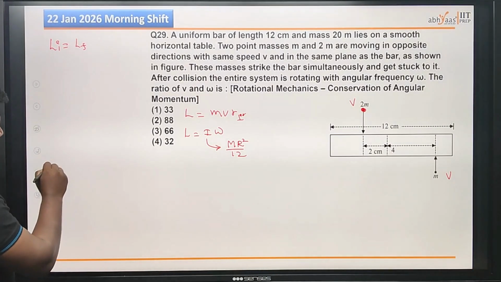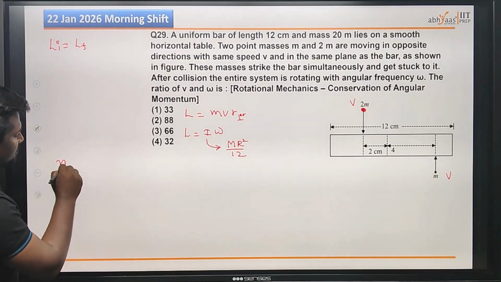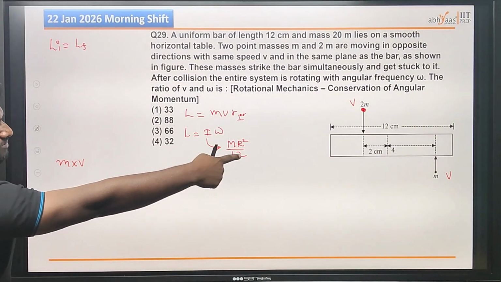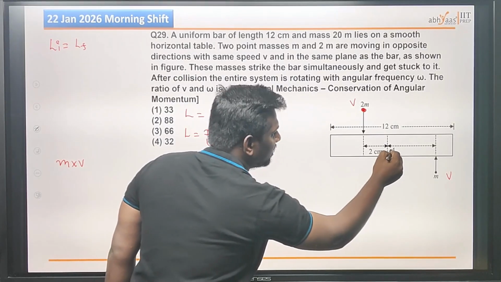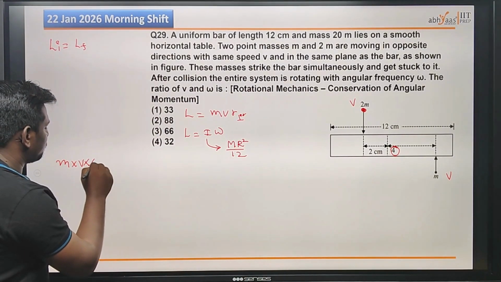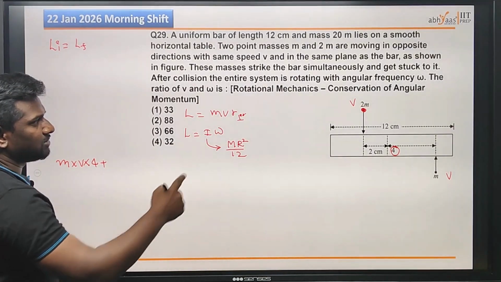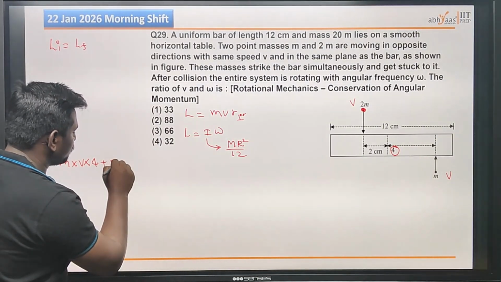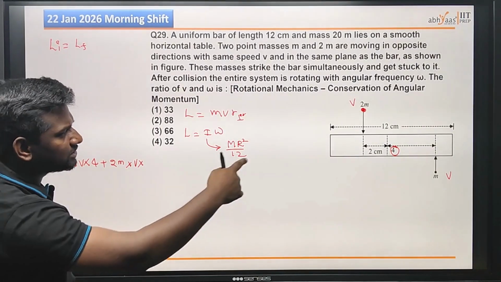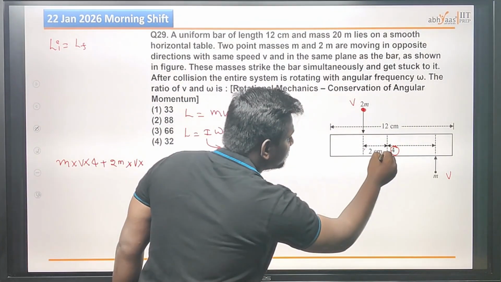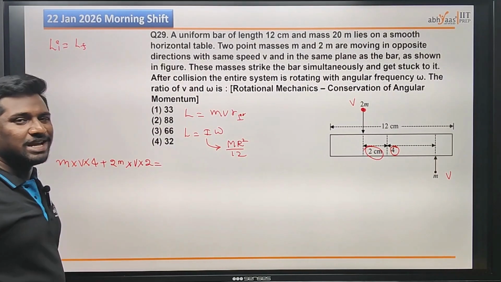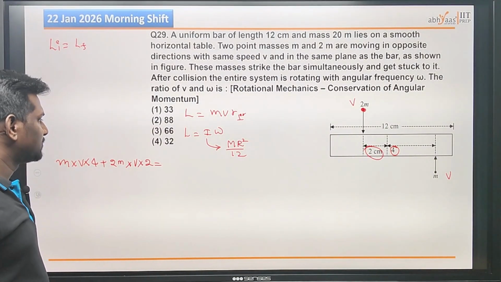So I am writing here, m, velocity is the same, v into r. What is the r for m? This is the perpendicular distance of 4. That is 4 plus the second mass, 2m, into velocity v into, what is the perpendicular distance? That is nothing but 2. This is our initial angular momentum.